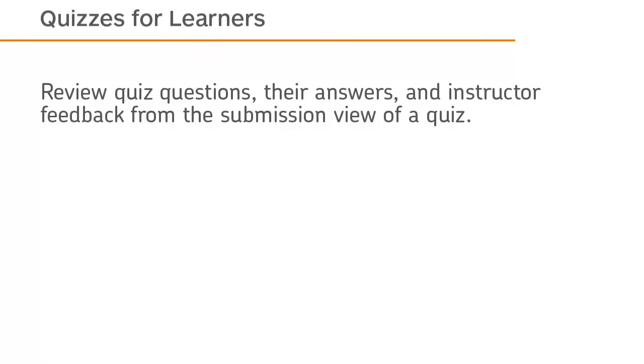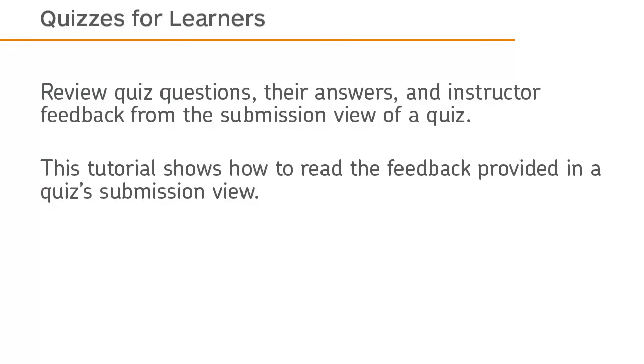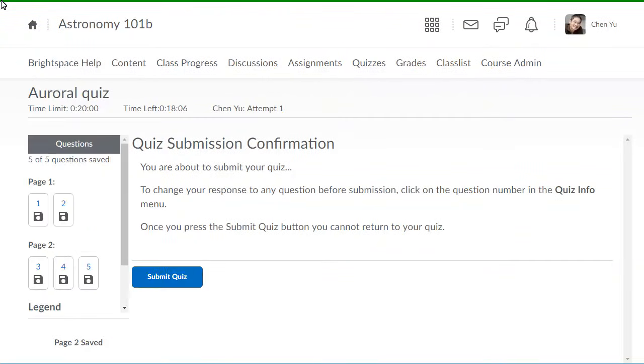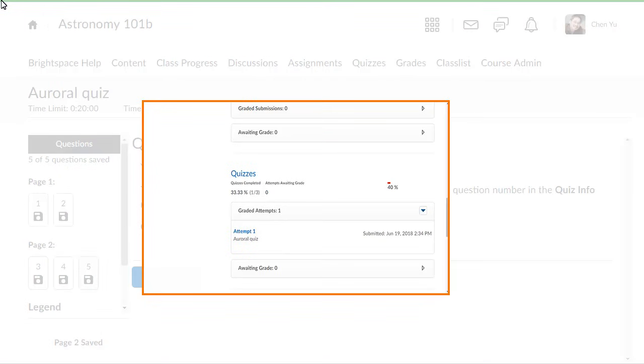Review quiz questions, their answers, and instructor feedback from the submission view of a quiz. This tutorial shows how to read the feedback provided in a quiz's submission view. The submission view may be immediately available after submitting a quiz, or from class progress at a later time.